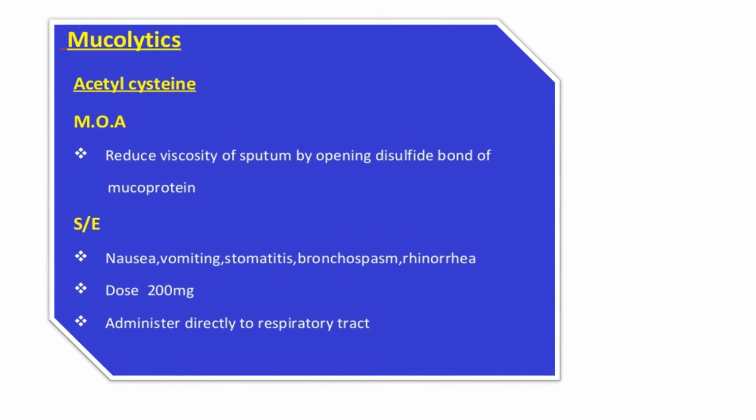Coming to mucolytics. Under mucolytics, the main drug you should remember is acetylcysteine. Acetylcysteine helps to reduce the viscosity of the sputum by opening disulfide bonds of the mucoprotein. This is the biochemistry of how they reduce the viscosity. The side effects will be nausea, vomiting, stomatitis. Some patients may experience bronchospasm and rhinorrhea. The dose is 200 milligram and it is administered directly to the respiratory tract. It can be given orally also.